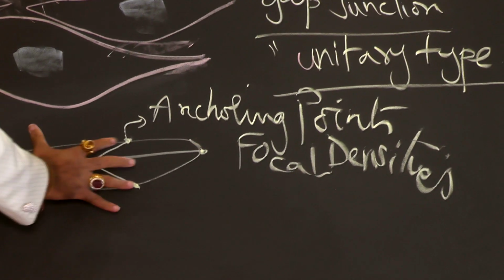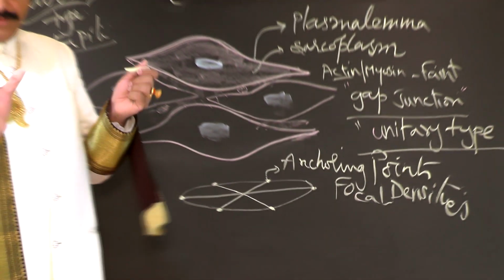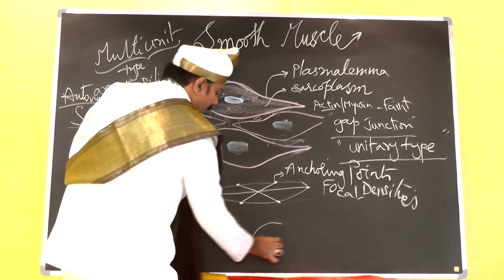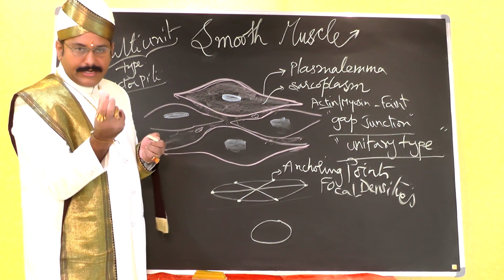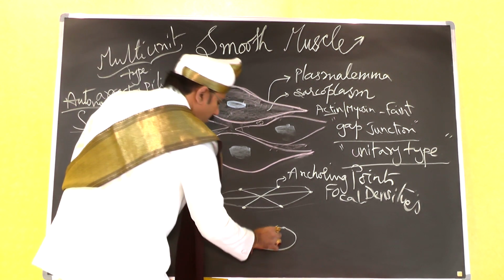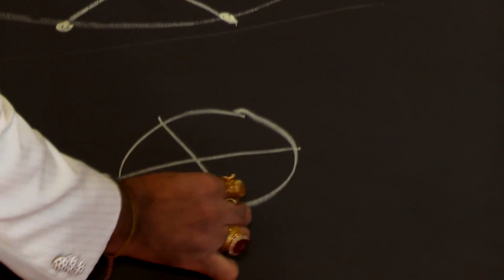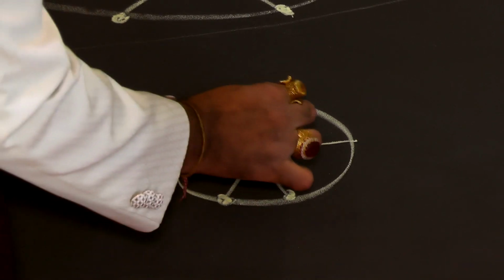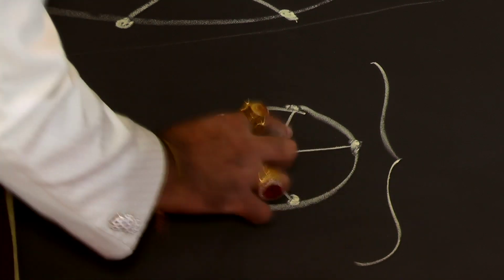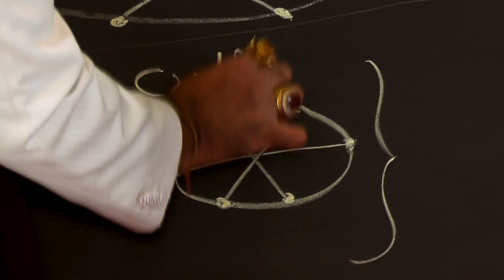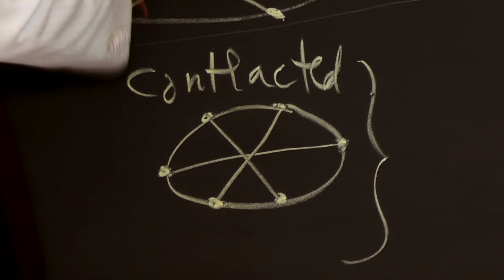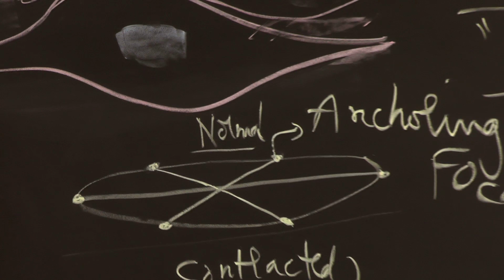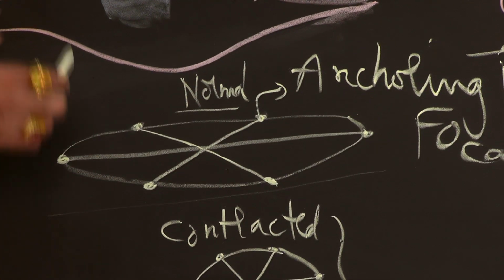So at these anchoring points, when the muscle has contracted, this long spindle shape now will become oval. So it is decreased in size. So here you are getting the actin and myosin filaments now like this. This is how the smooth muscle will look in the contracted state, and this is the normal relaxed state of the smooth muscle. Okay, now these are the actin myosin bundles that are present.